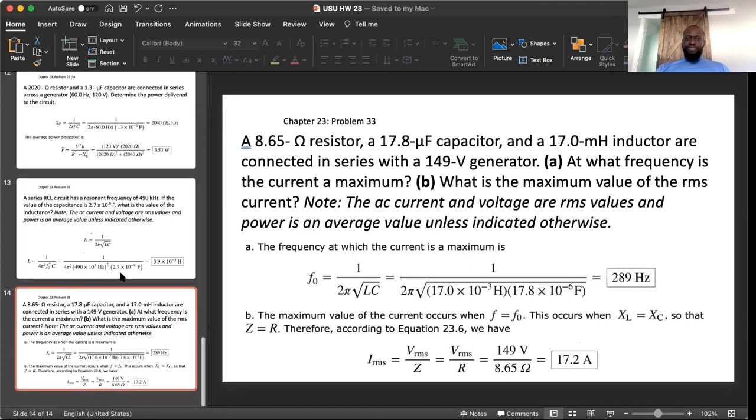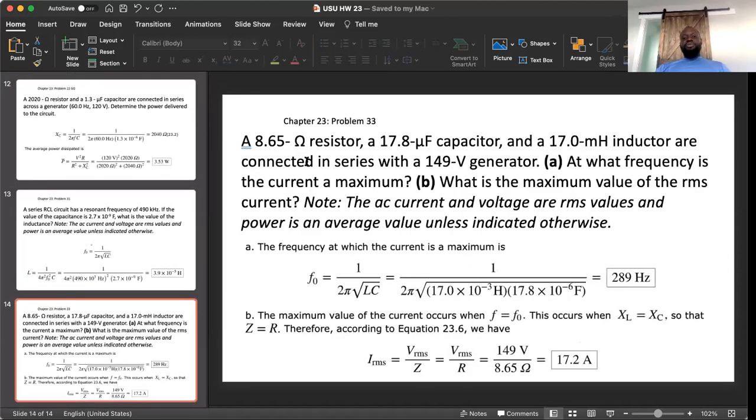And the last problem is chapter 23, problem 33. So we're given the resistor, capacitor, and inductor, and the voltage. They ask us to find at what frequency the current is maximum, which is the resonant frequency, 1 over 2 pi root of LC. And then what is the maximum value of the RMS current?